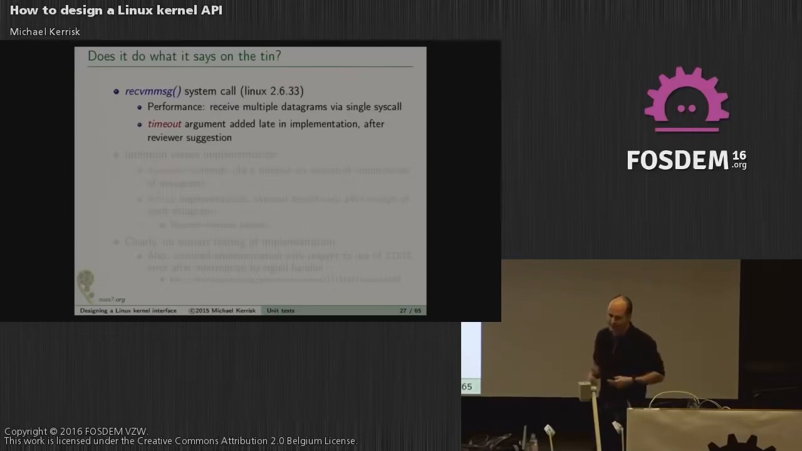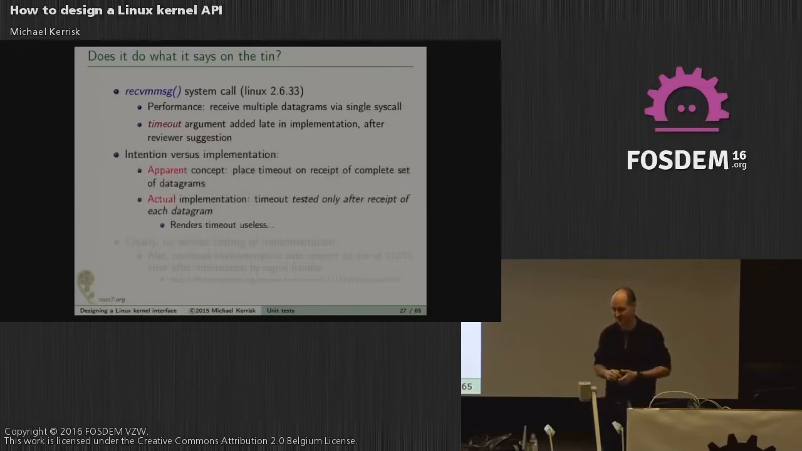got a review comment to say, hey, it would be nice if we had a timeout argument on this system call. I suppose the idea of the timeout was that it'd be a timeout on receiving all of the datagrams. So you might do a recvmmsg call where you say, I want to get 5 datagrams, and you give a timeout of, let's say, 3 seconds. If those 5 datagrams arrive in the 3 seconds, you get 5 datagrams. But if fewer arrive, you get fewer datagrams because the timeout expired.